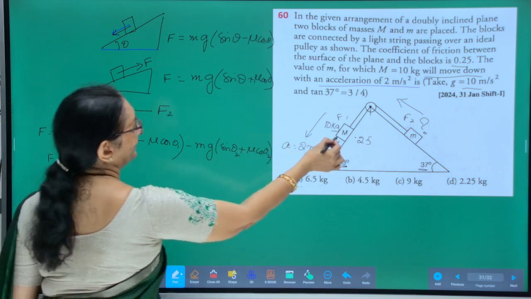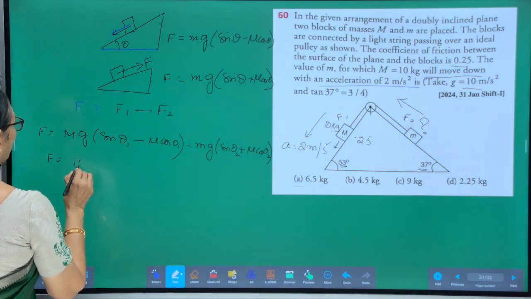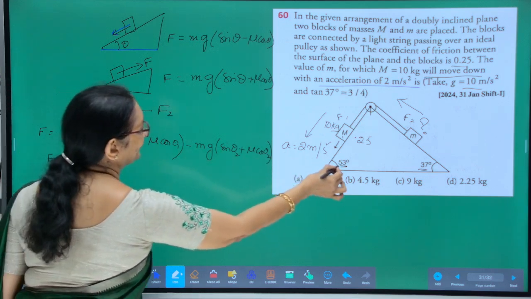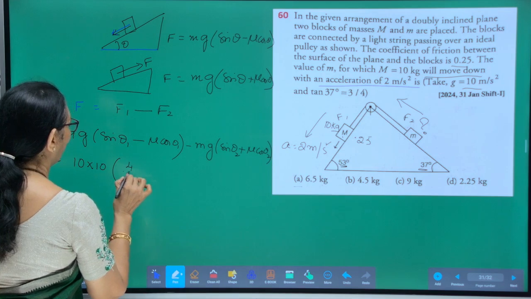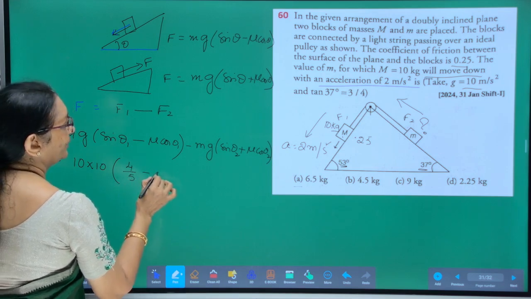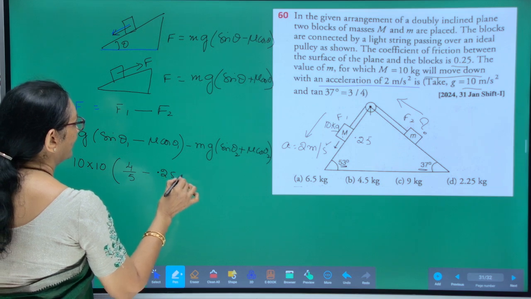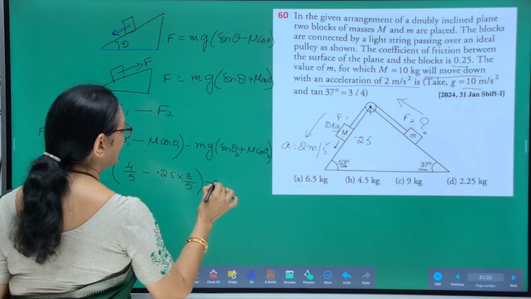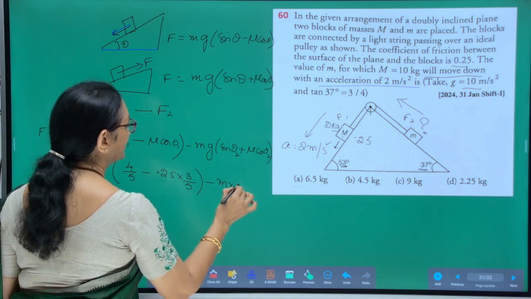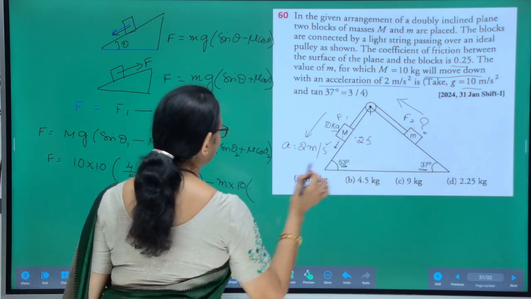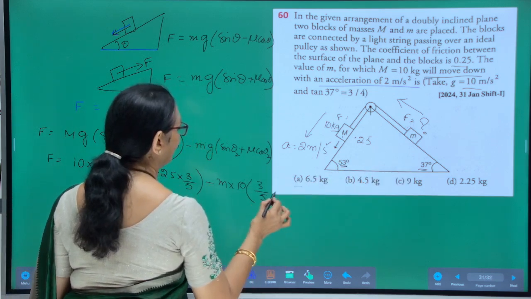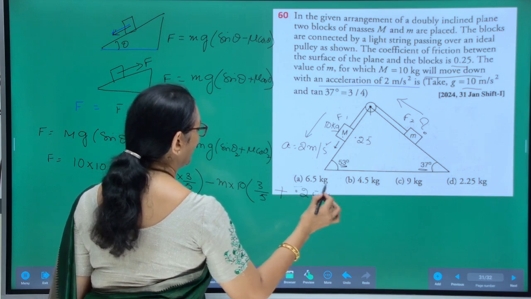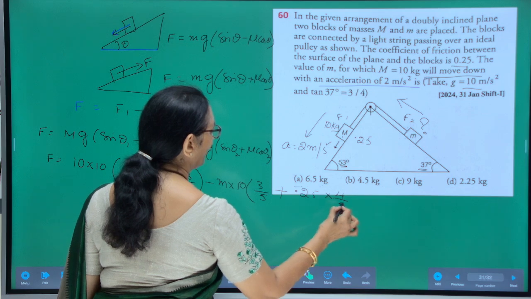M is given as 10 kg here, g is given as 10, sin 53 is 4 by 5, minus mu is 0.25, cos 53 is 3 by 5, minus small m we need to find, g is 10, sin 37 is 3 by 5, plus mu is 0.25, cos 37 is 4 by 5.